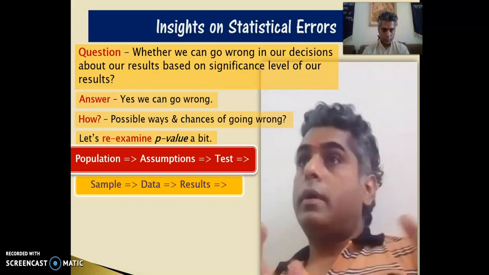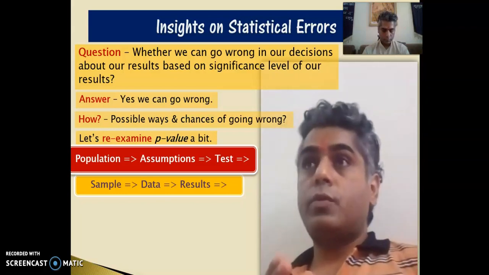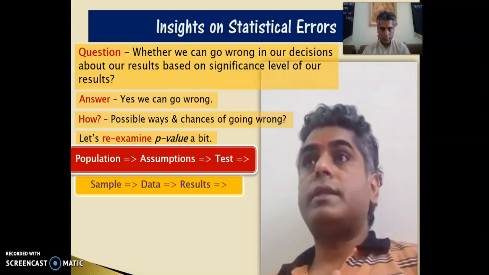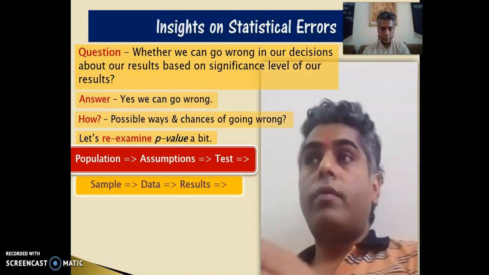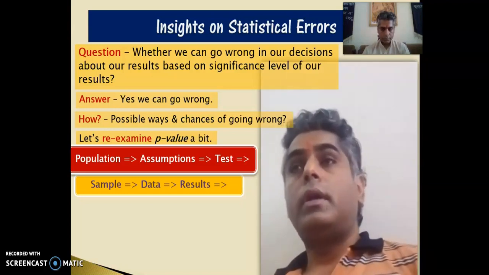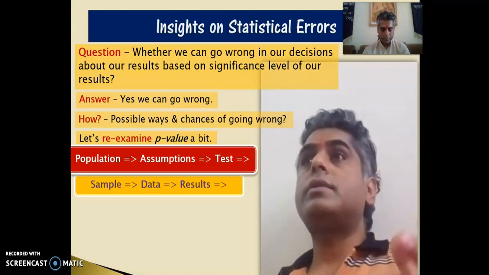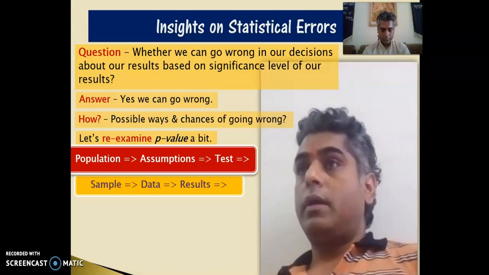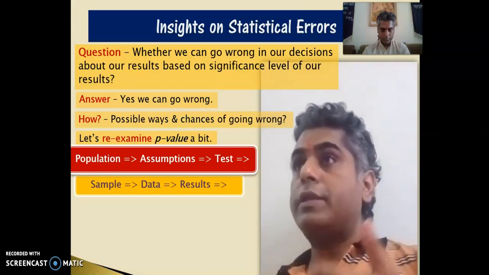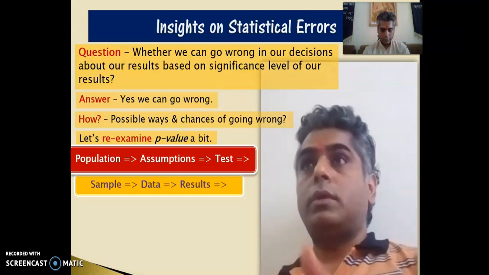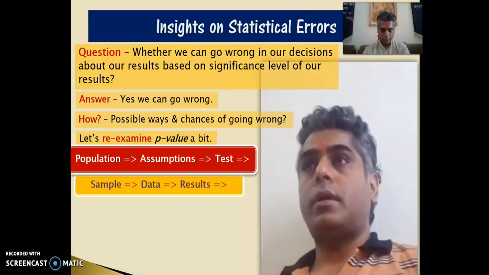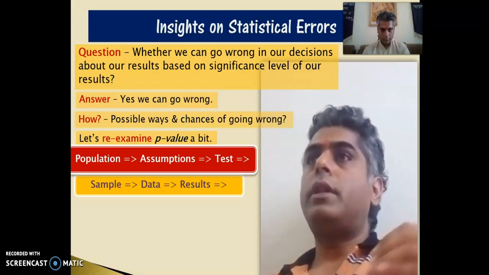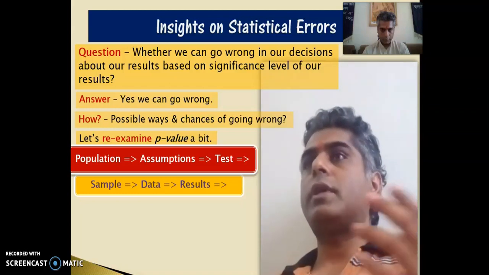Now, at a point in time, we were faced with this question: whether we can go wrong in measuring this statistical significance, or more importantly, can we go wrong in arriving at decisions about our assumptions based on the statistical significance. So let's go back a bit to the basic premise of the decision making, which is the opposite of the assumptions that we are making.